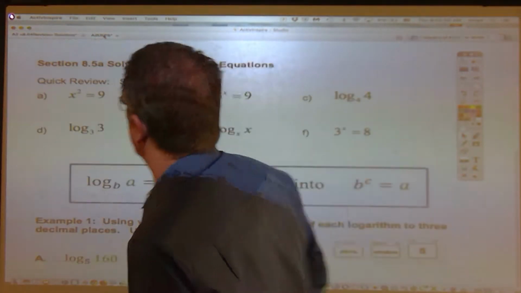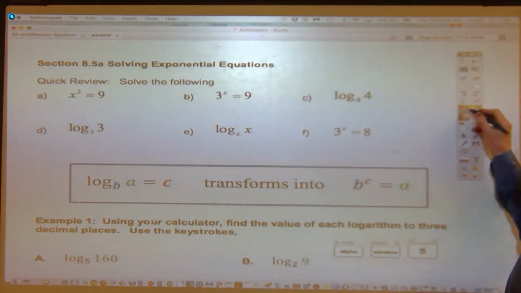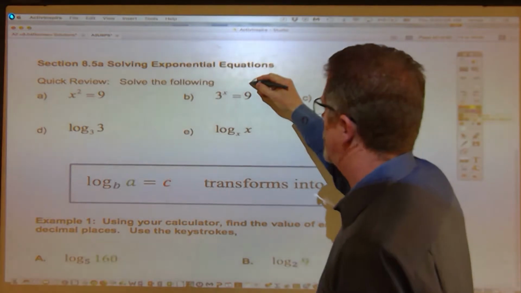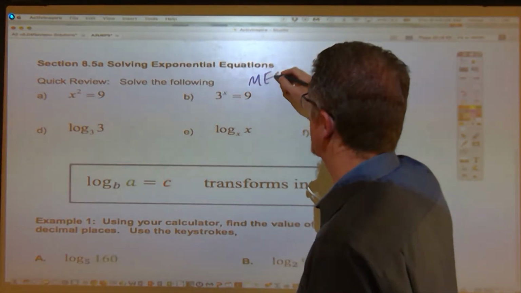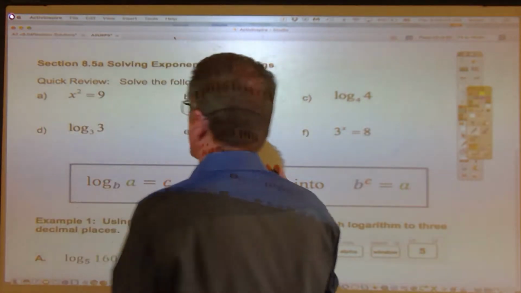And we've got a warm-up activity here. It's called a quick review. And these are what we call mental math problems. There is a section on the homework called mental math. And basically, they're asking you to not do any work, just write down the answer.